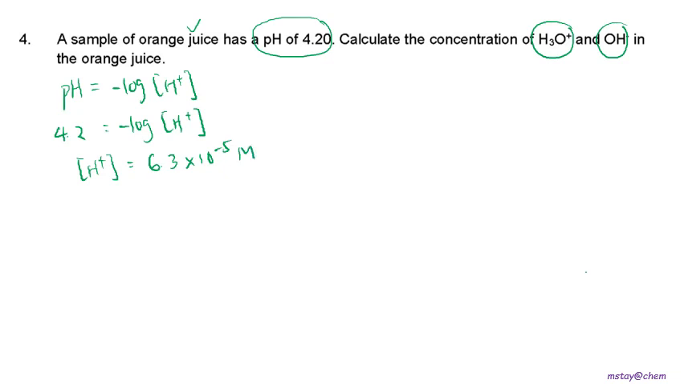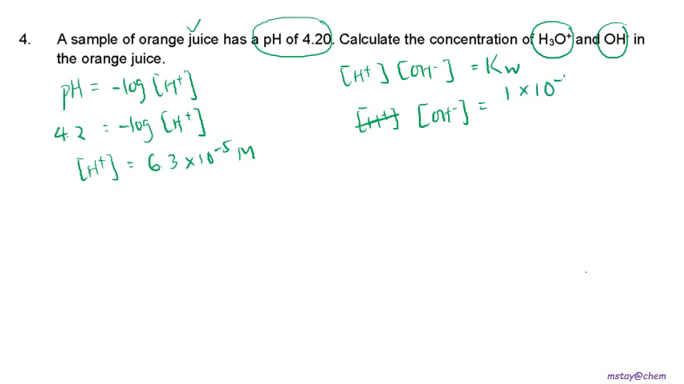Okay, for the next one we can use the relationship that the concentration of H+ times the concentration of OH- is always equal to Kw. As we know, Kw is a fixed value, which is 1 × 10^-14. So I can use 1 × 10^-14 over the concentration of H+, which is 6.3 × 10^-5. Press the calculator. The concentration for the OH- is 1.58 × 10^-10 molar.